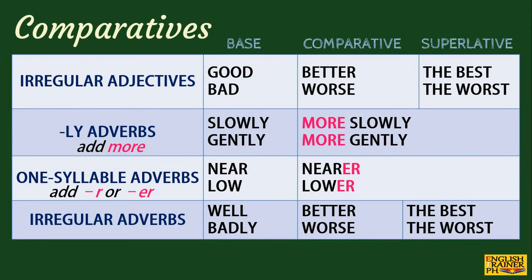Finally, for irregular adjectives, you just need to memorize them. Good, better, and then the superlative is the best. Bad, worse, and then the superlative is the worst.